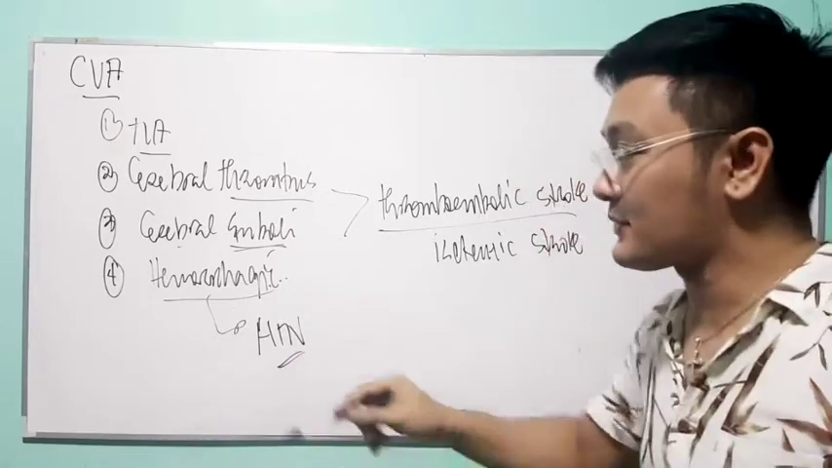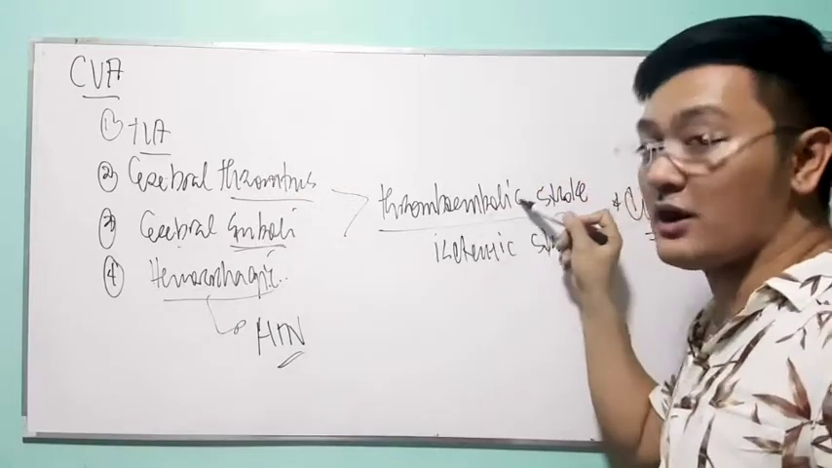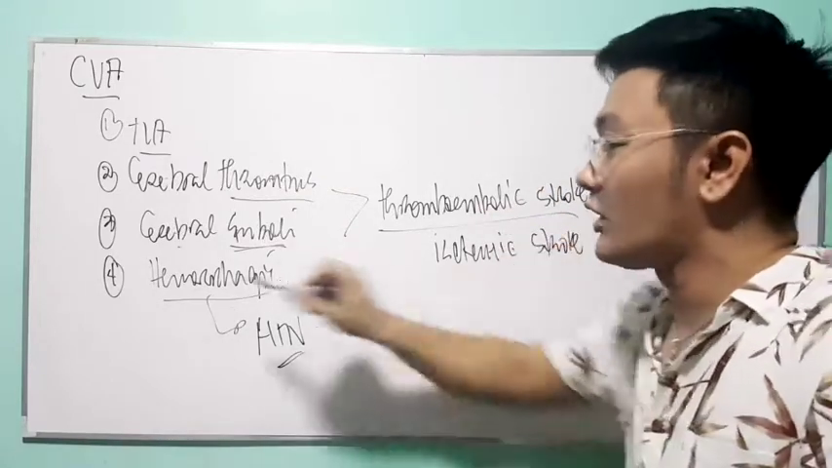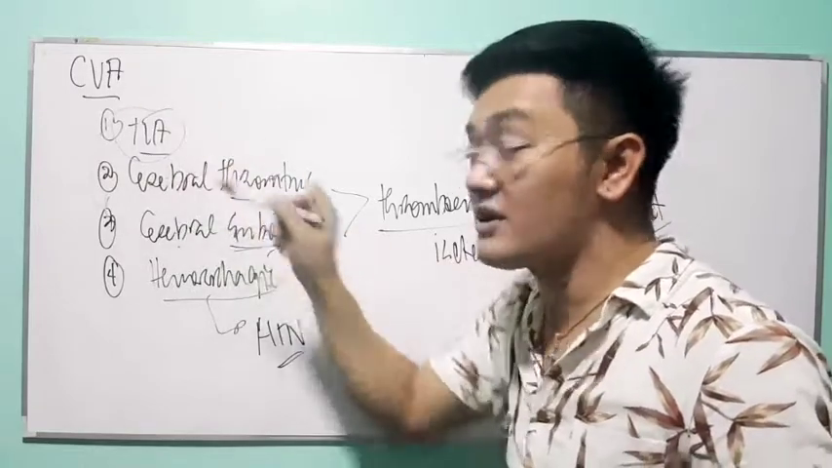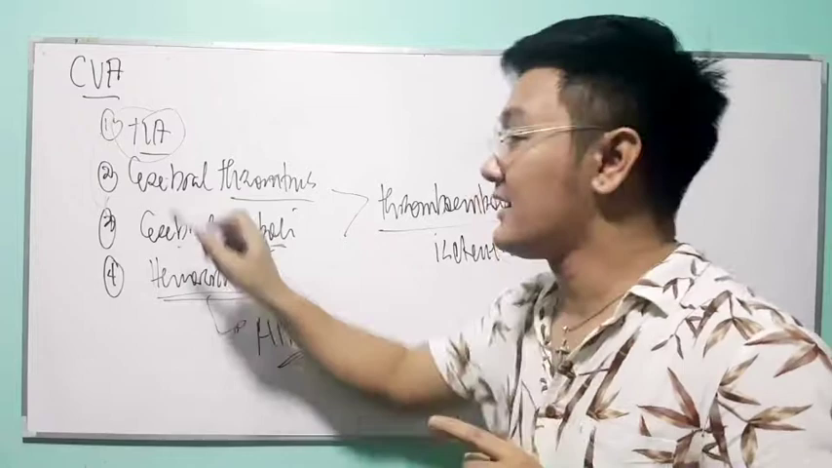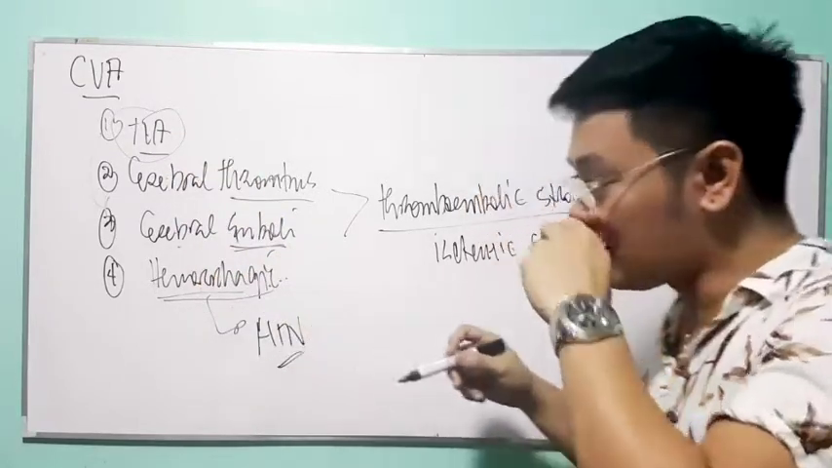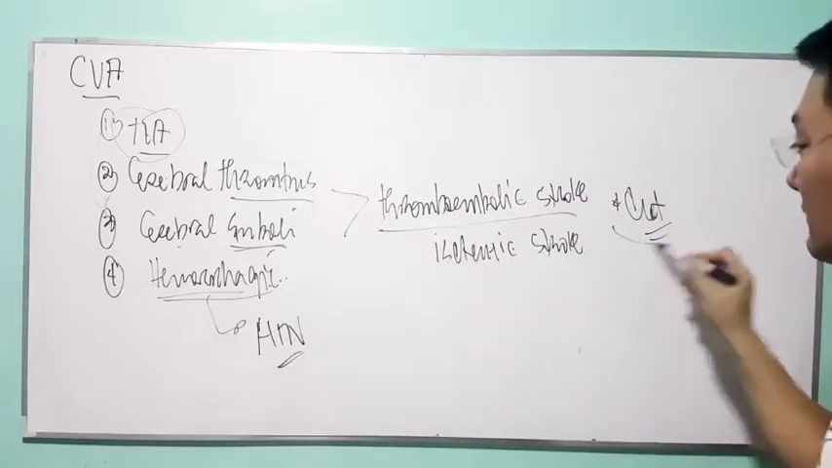Now I just want to stress something. Cerebral thrombus, cerebral emboli, or thromboembolic stroke or ischemic stroke usually pass through the period of TIA, whereas hemorrhagic stroke will not pass through the period of TIA. It is automatically a stroke right away. So take note. This too is brought about by clot.